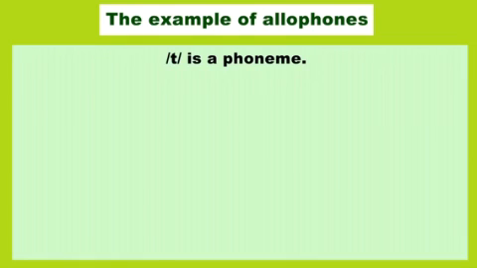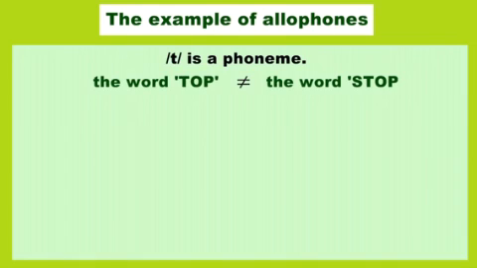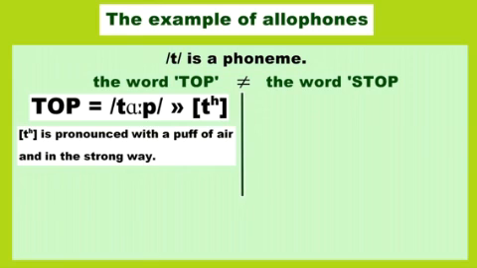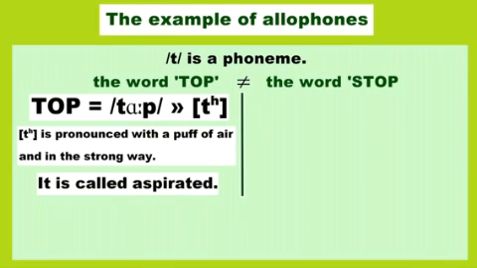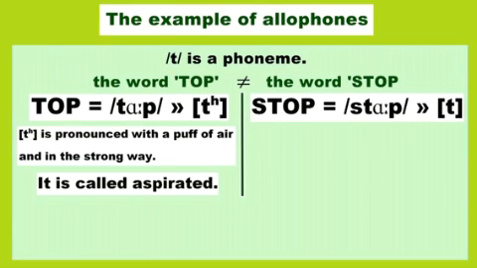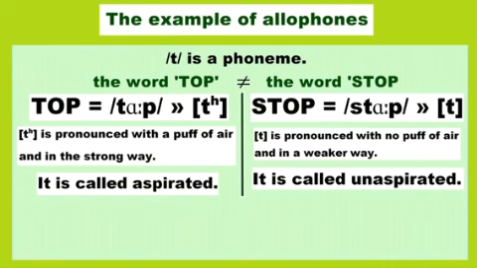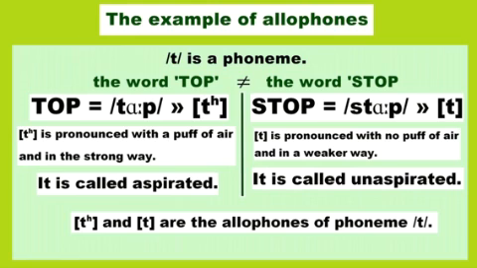T is a phoneme, but in the word top, the way we pronounce t is different to in the word stop. In the word top, we pronounce t with a puff of air, which is called aspirated, and in a strong way. But when we pronounce t in the word stop, there is no puff of air, and we tend to pronounce it in a weaker way, and that's called unaspirated. The aspirated and the unaspirated are allophones of the phoneme t.